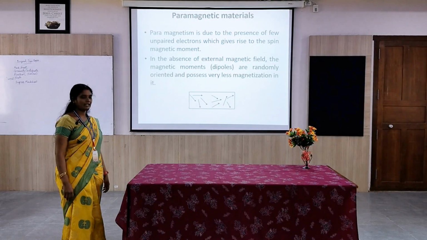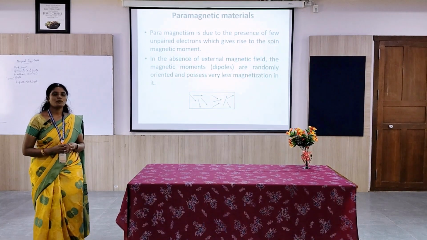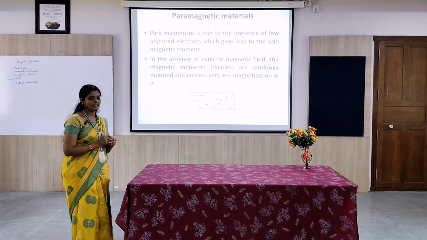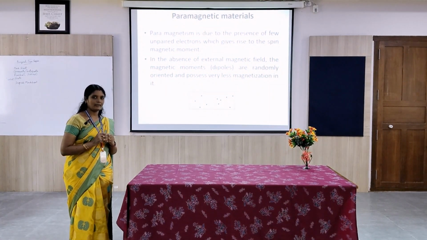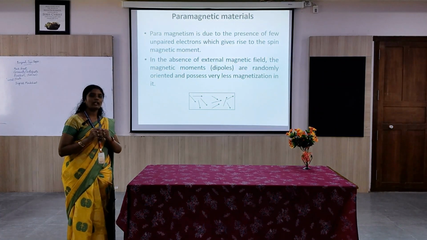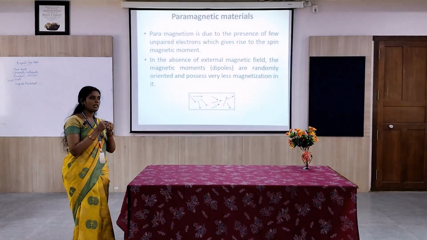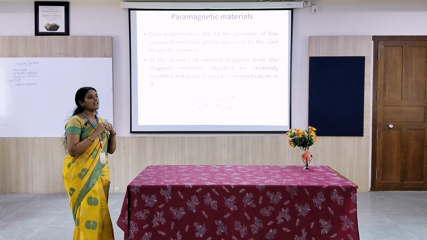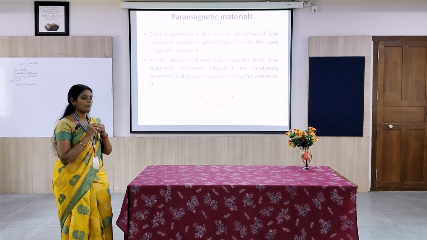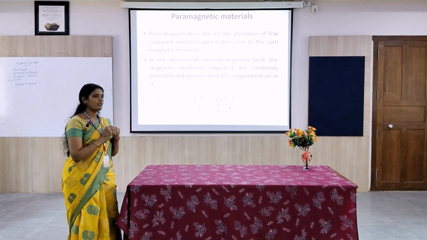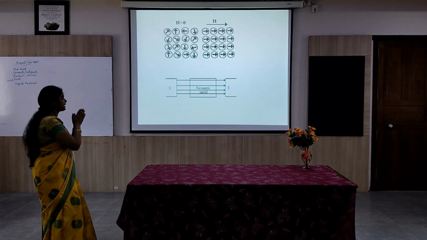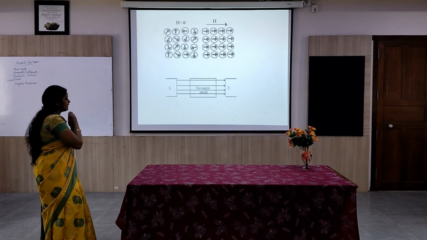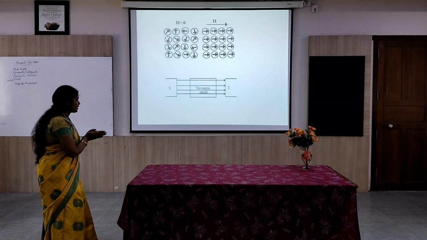Second is the paramagnetic material. Paramagnetism may be due to the presence of a few unpaired electrons in an atom. In the absence of an external magnetic field, the paramagnetic dipoles are randomly oriented. Due to random orientation, the magnetization value is low. When we apply an external magnetic field to the paramagnetic material, the dipoles are aligned in the same direction as the external magnetic field. This alignment increases the magnetization value.